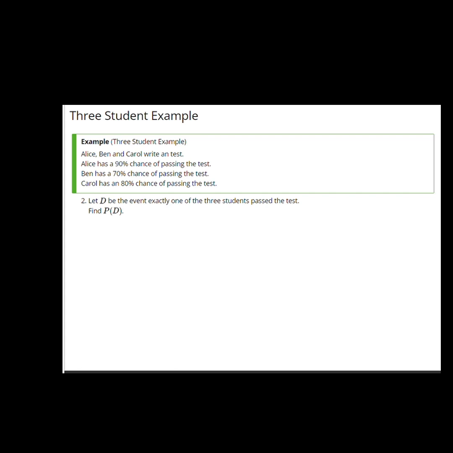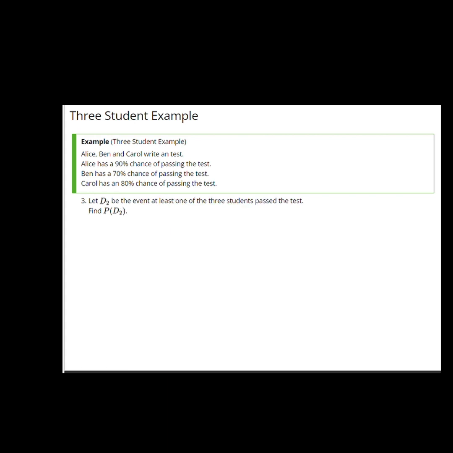What if we're asked for the probability that exactly one of the 3 students passes the test? Define this to be the event D. What's P of D? D can occur in 3 mutually exclusive ways. Alice can pass, Ben and Carol fail. Ben can pass, Alice and Carol fail. Or Carol can pass, and Alice and Ben fail. And so the probability is the sum of the probability of those 3 events. We've already computed the probability of the first of these, 0.9, 0.3, 0.2, and the second and third are calculated in the same fashion. And when we add these together, we end up with the probability of D somewhere around 0.092.